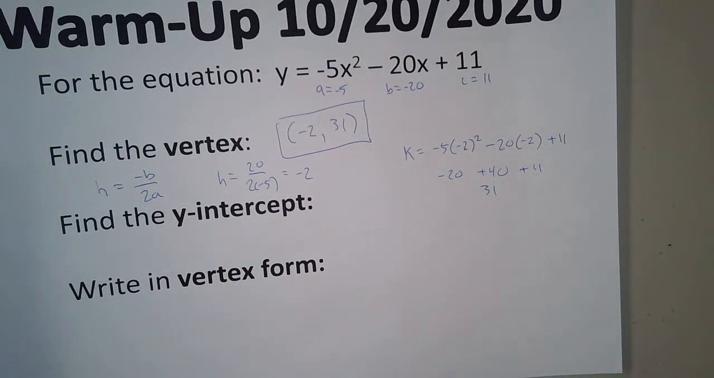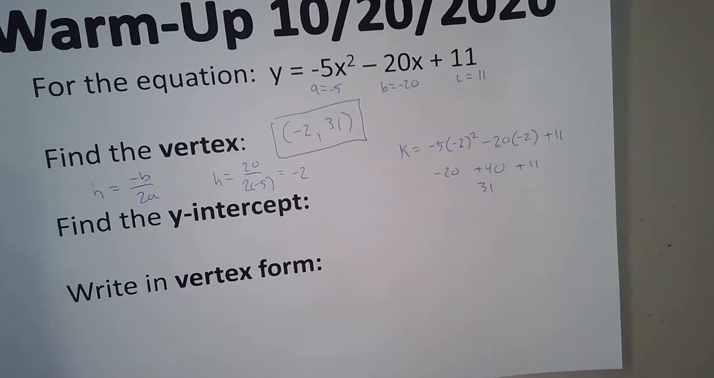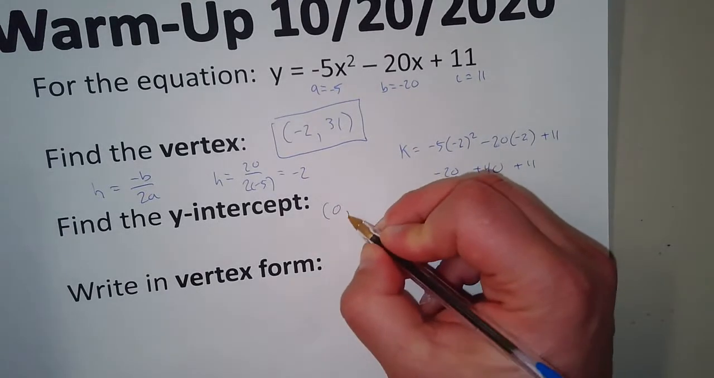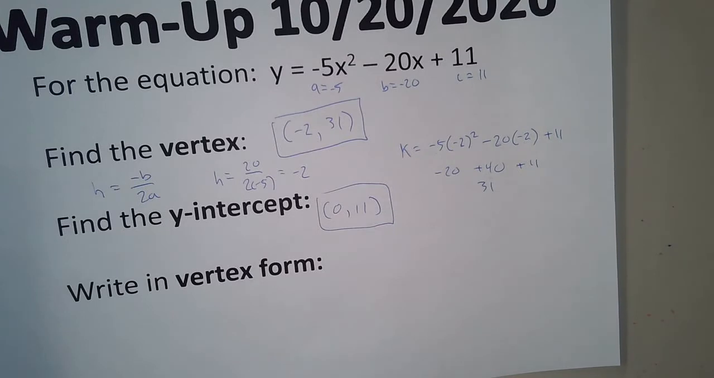So let me move on to the y-intercept. Y-intercept is the easiest part. Your c value is your y-intercept. So this y-intercept is at 11. Or if you wanted to give it as a coordinate, you could say it's at 0, 11. Either way, though, y-intercept, when you have standard form, is a very easy question.